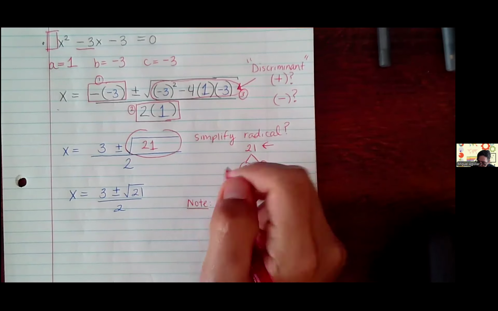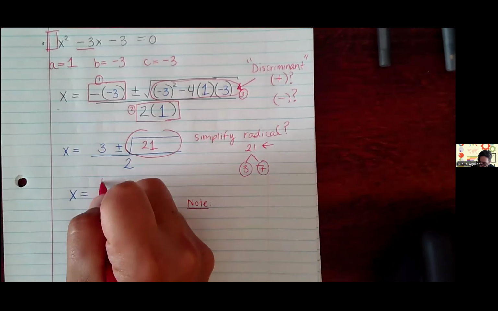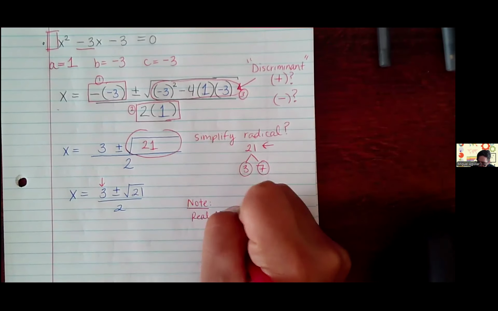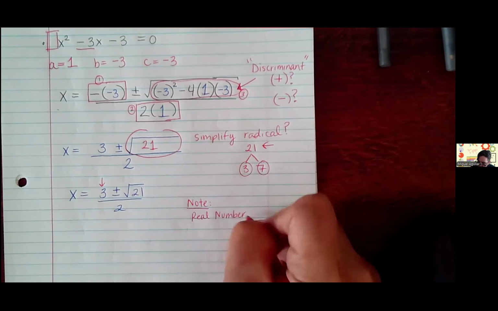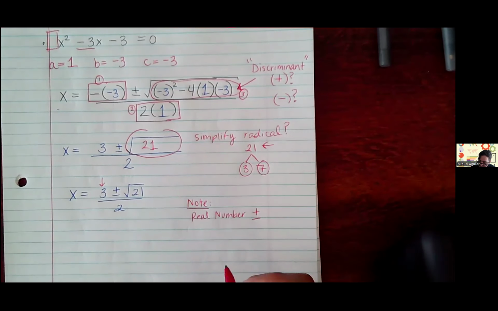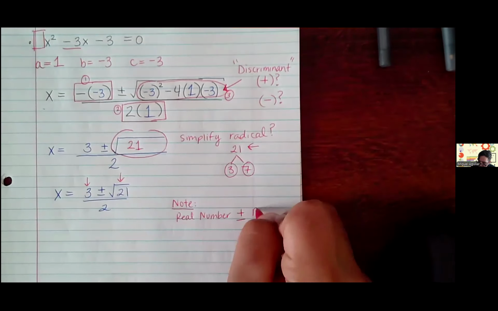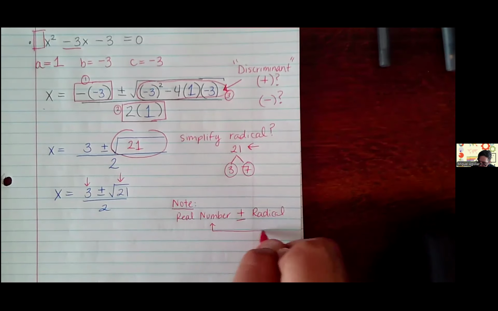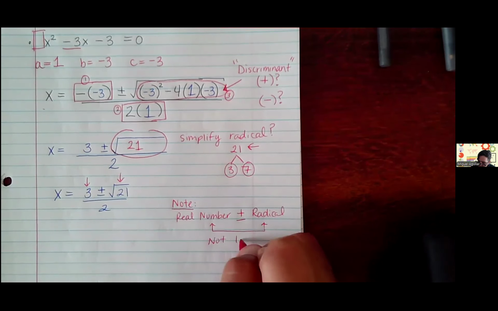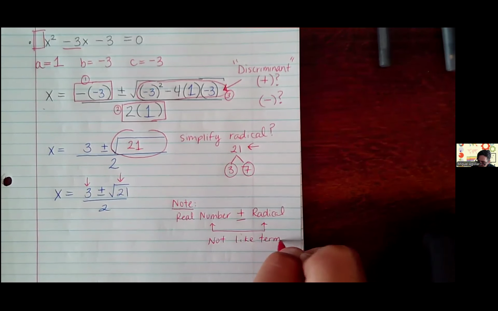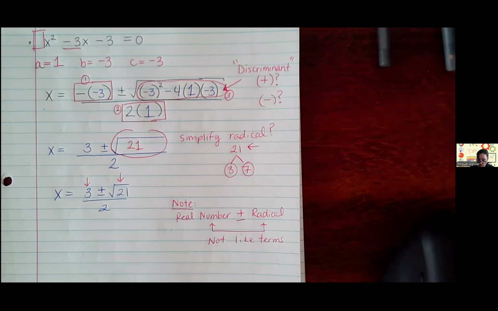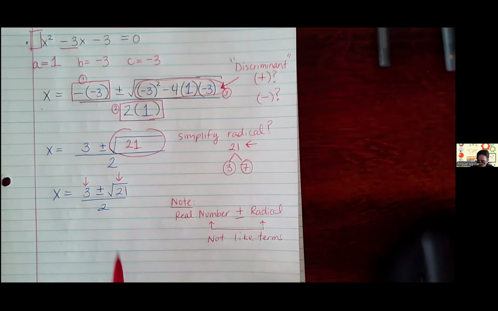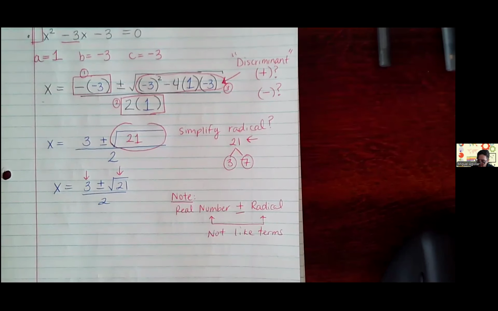So one, if we have, let's say, a real number plus or minus a radical expression, these guys are not like terms. So we cannot combine them. The 3 cannot be added or subtracted with this square root of 21. They're not like terms. Okay.